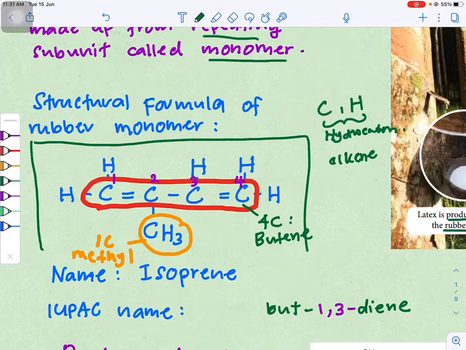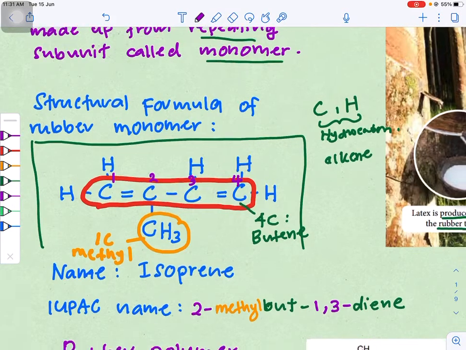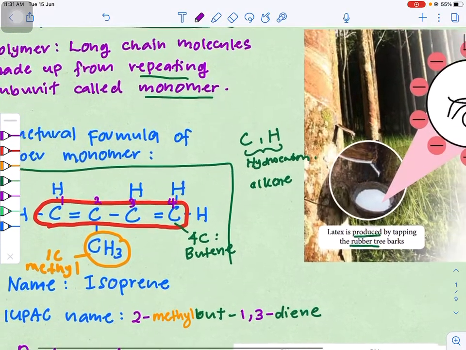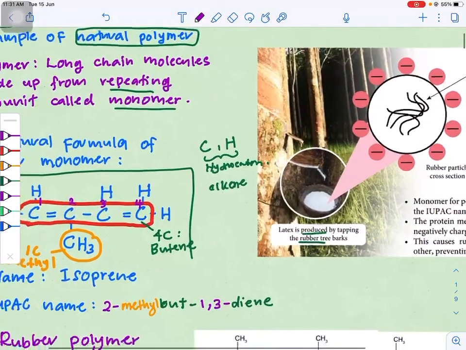That is the longest chain, or the main chain. Then we have the side chain, which is 1 carbon, so it is methyl. Our methyl is located at carbon number 2. So this is how we get the IUPAC name for isoprene. The name is 2-methylbuta-1,3-diene. This is our monomer.